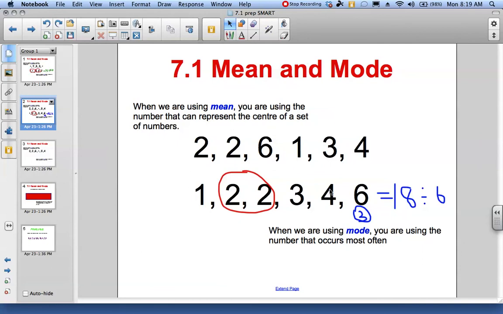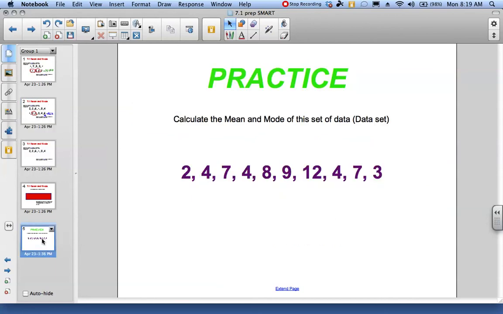In this section, again, if we use the mean, our average, or our measure of central tendency, would be 3. And if we use the mode, our average or our measure of central tendency would be 2. So what I need you to do for your practice question, here's a data set for you. I would like you to find the mean and the mode for this data set.